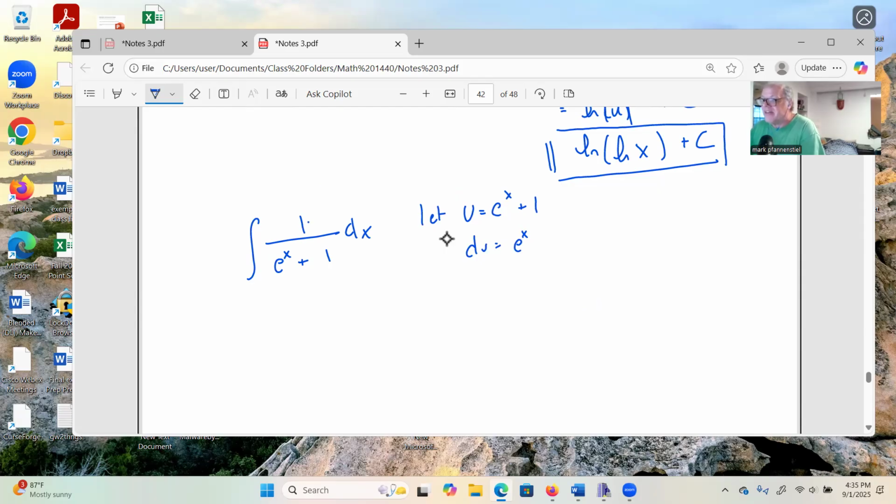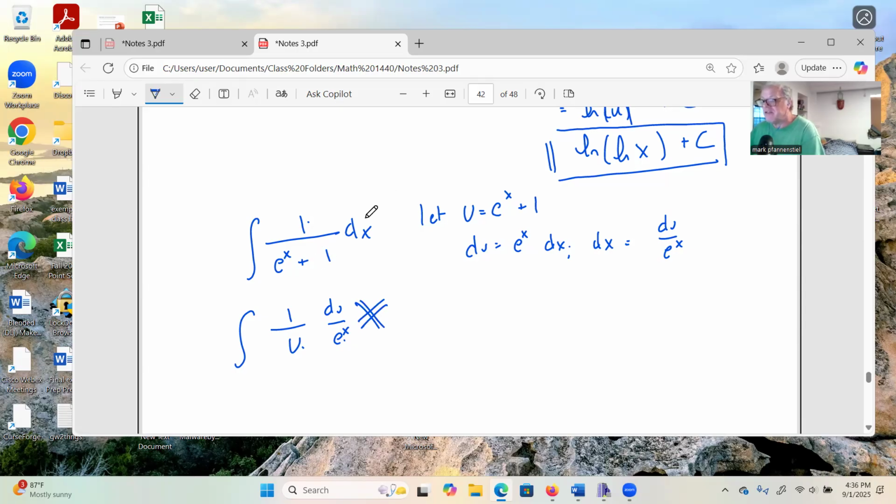Do I have an e to the x sitting here? No, I do not. I can't replace my dx with du, I need an e to the x to match it. My dx needs an e to the x, so it cancels out. So right now, I can't do anything. You can say dx equals du over e to the x. If I go back and try to substitute, I have 1 over e to the x plus 1 was my new substitution, and in my dx, I've got du over e to the x. That doesn't help. I've got x's and u's inside of my integral. I can't integrate this. Okay, it doesn't work.